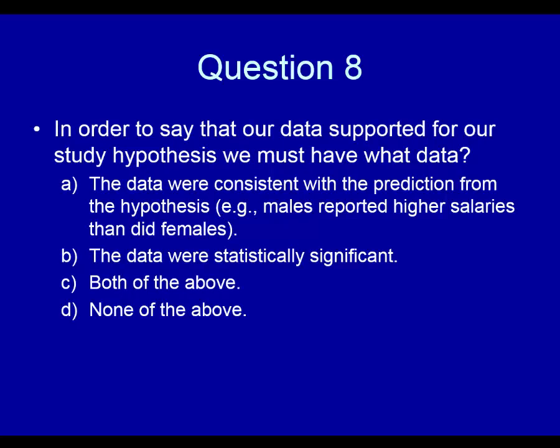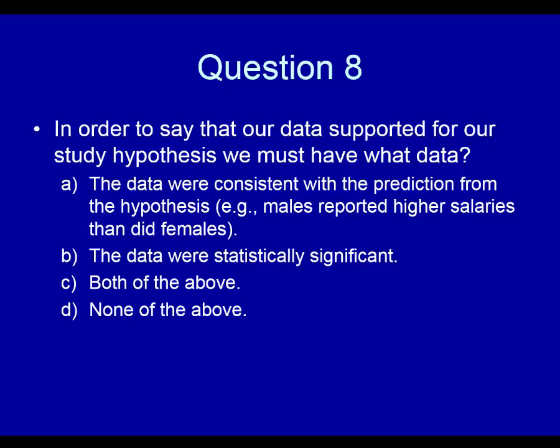The question here is, what do you need as your evidence to say your data supported your hypothesis? Do you need A to be true? The data were consistent with the prediction of the hypothesis? Of course, yes, that would be true. But also, B is true. The data were statistically significant. If you cannot answer A and B as yes, then you must say your data did not support your hypothesis.